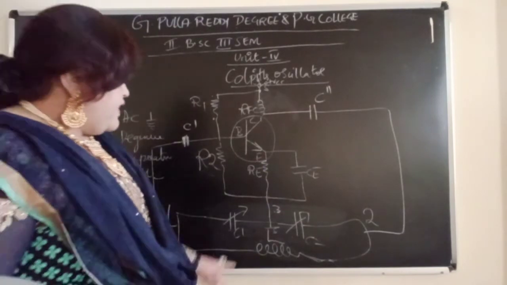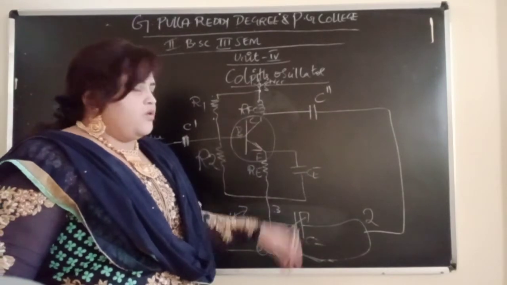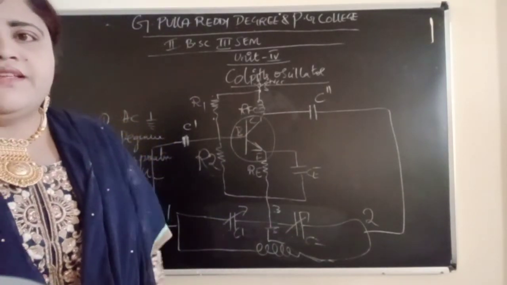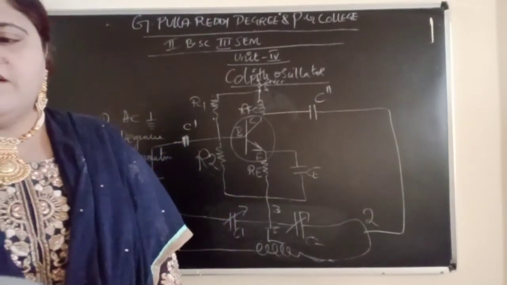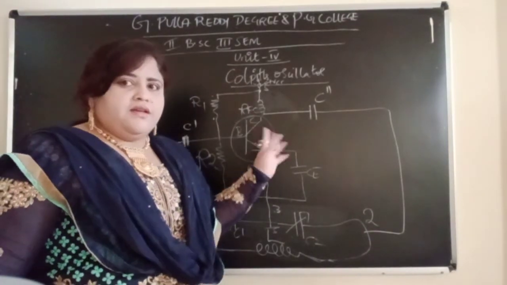Then next we have to go for radio frequency choke. RFC means radio frequency choke, which will prevent the AC signal from reaching DC.